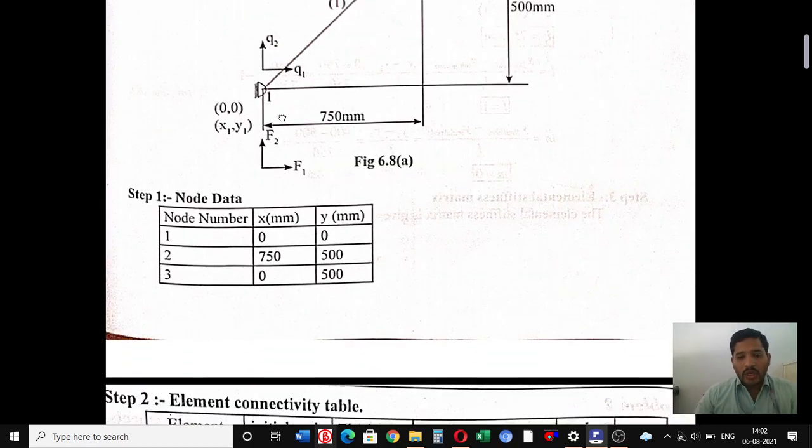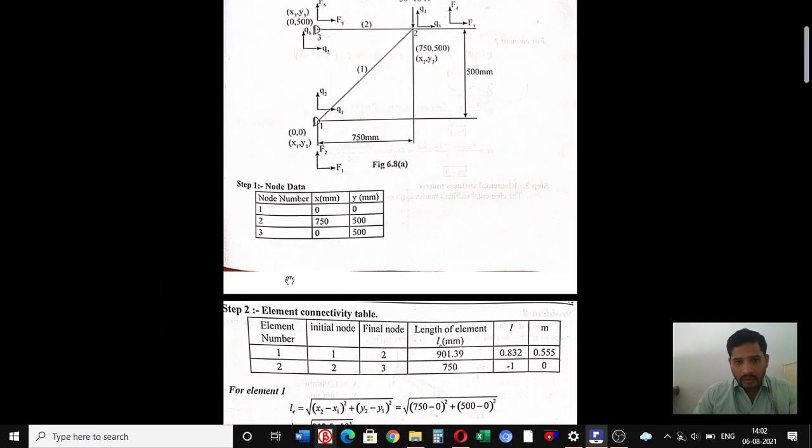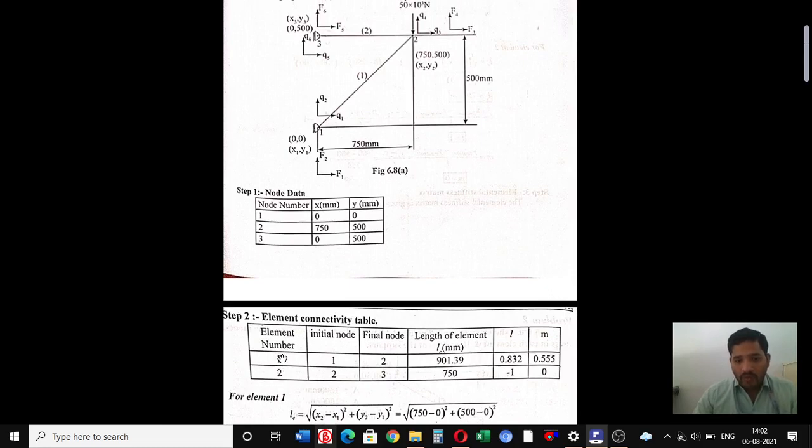After getting the node data, we need to find the element connectivity table. Clear? Let us see. First of all, we need to write down the elements. How many elements do we have in this figure? We have only 2 elements, the first element and the second element. If you join the first node to the second node, we form the first element. If you join the second node to the third node, we form the second element. Is it right? For that reason, we have only 2 elements.